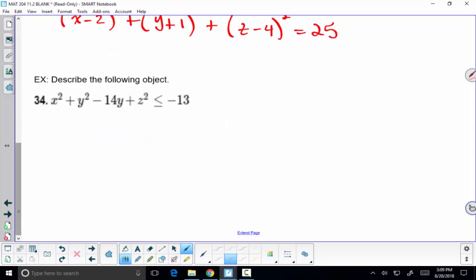All right, let's see if we can, this one looks a little weird. The first thing we see is that we're less than or equal to, so we know that if the object is not degenerate, if there's actually solutions, that we're probably dealing with a ball and not a sphere.